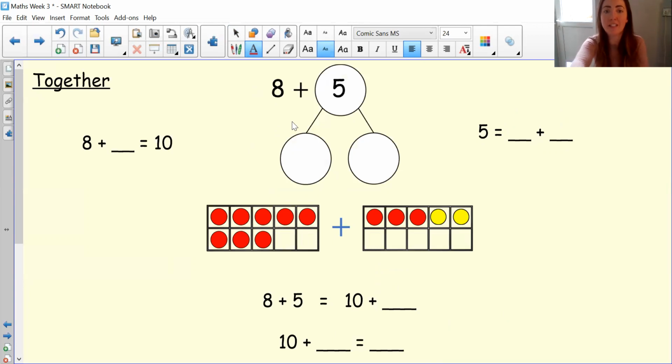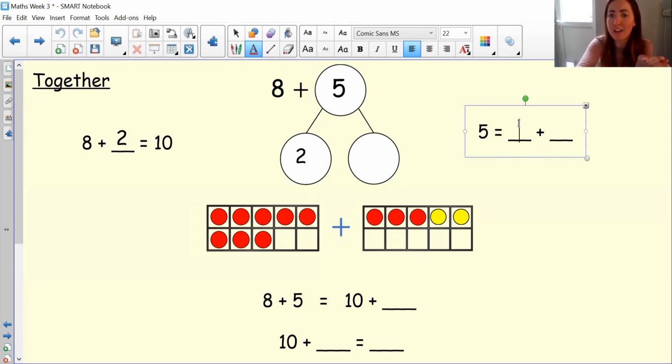Let's have another try. So this time we're working out 8 add 5. So first we need to work out what we add to 8 to make 10. 8 add what equals 10? 8 add 2 equals 10. Okay, so I'm going to change this 5 into 2 parts, with one of the parts being 2, because that's what we add to 8 to make 10. So how do we make 5 then?